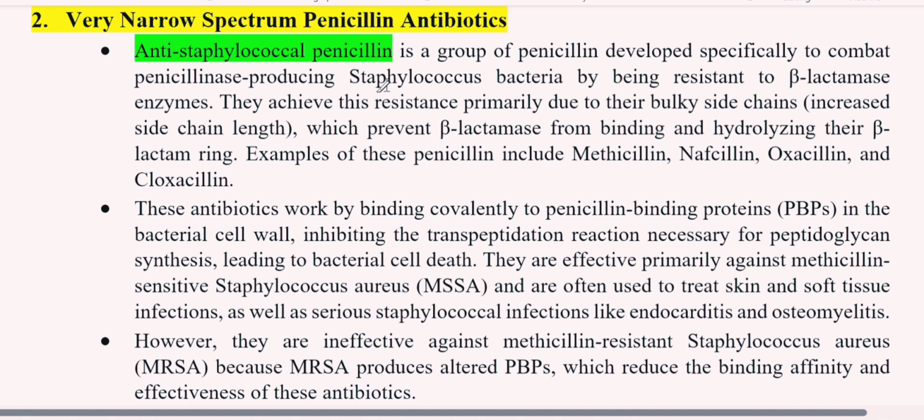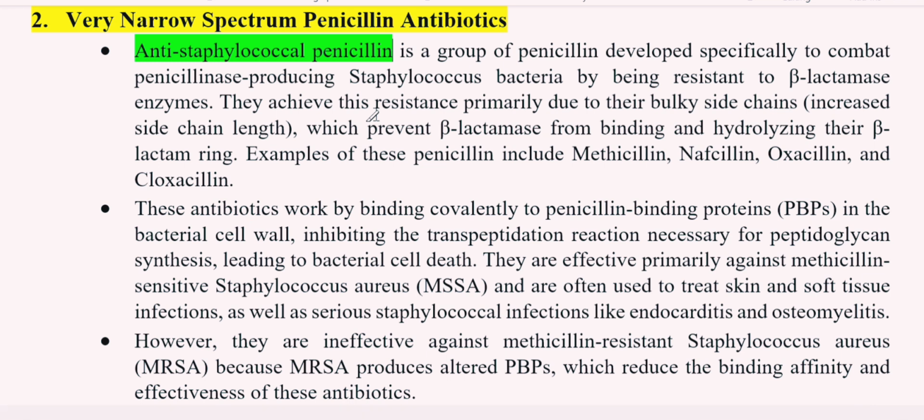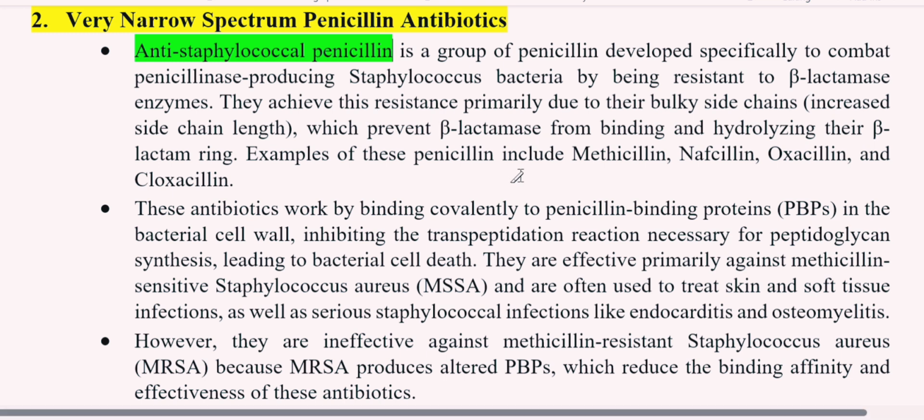So here I can tell you, anti-staphylococcus penicillin is a group of penicillins developed specifically to combat penicillin producing Staphylococcus aureus bacteria by being resistant to the beta-lactamase enzyme. They achieve this resistance primarily due to their bulky side chains, increased side chain length, which prevent beta-lactamases from binding and hydrolyzing their beta-lactam ring. Examples of these penicillins include methicillin, nafcillin, oxacillin, and cloxacillin.